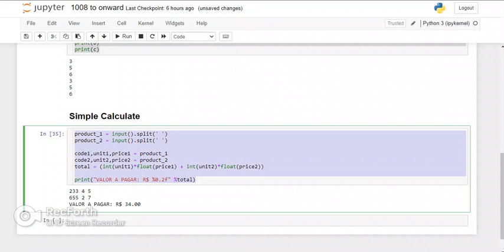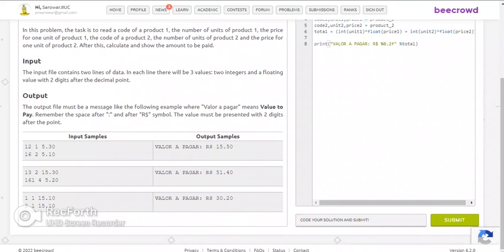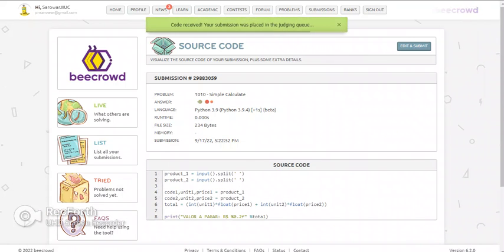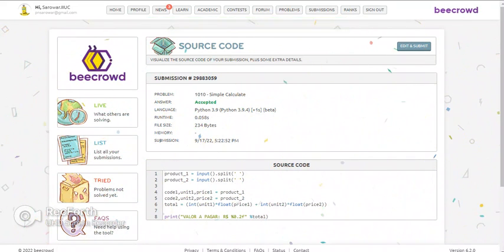Now if I copy this code, go back to Beecrowd and paste it, and run it to submit it, let's see what the answer is. Congratulations, you got the correct answer.